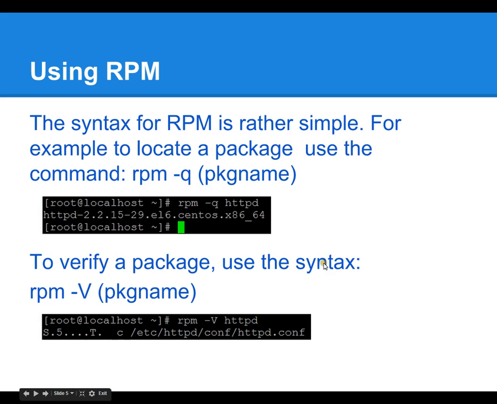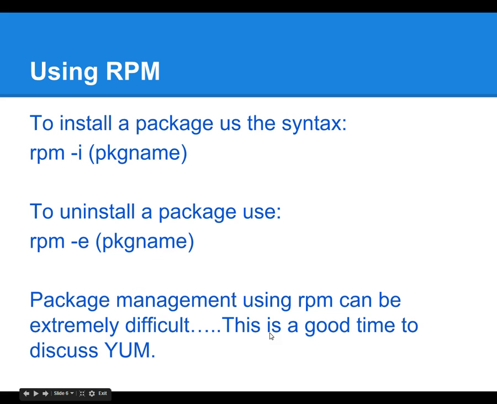If you want to verify that a package is installed, you type rpm -V, that's a capital V, for verify, and then the name of the package. And here's an example of that. You can see that it's confirmed that the configuration file for Apache is installed on my system. If you want to install a package, the syntax is really easy: rpm -i and then the package name. If you want to remove a package, it's rpm -e and the package name.